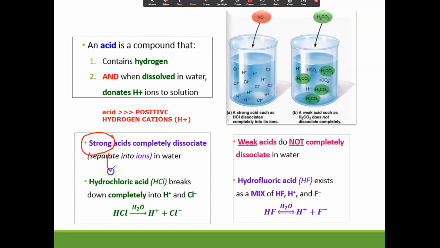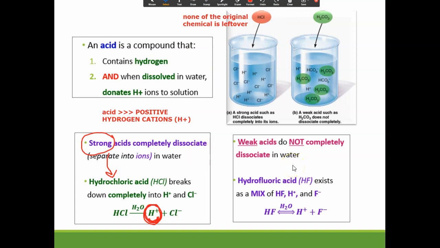And the reason hydrochloric acid is a strong acid is because when it goes into water, it completely separates into its positive hydrogen cations, plus the other stuff, which in this case would be negative chlorines. But again, the positive hydrogen part tells you that that is the acid. It's definitely an acid. Weak acids, on the other hand, do not completely dissociate. For an example here of a strong acid, you can see up here, none of the original chemical is left over.